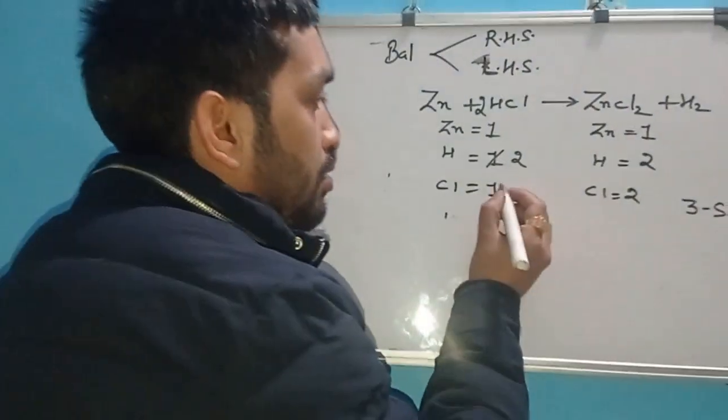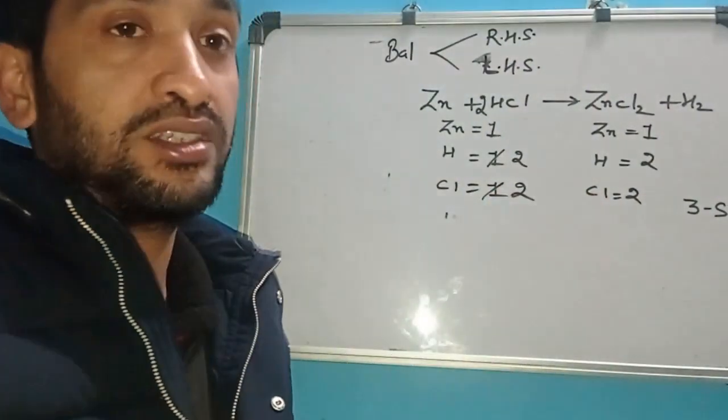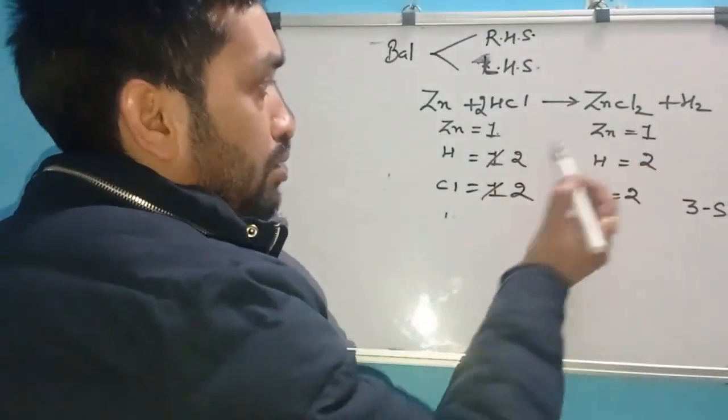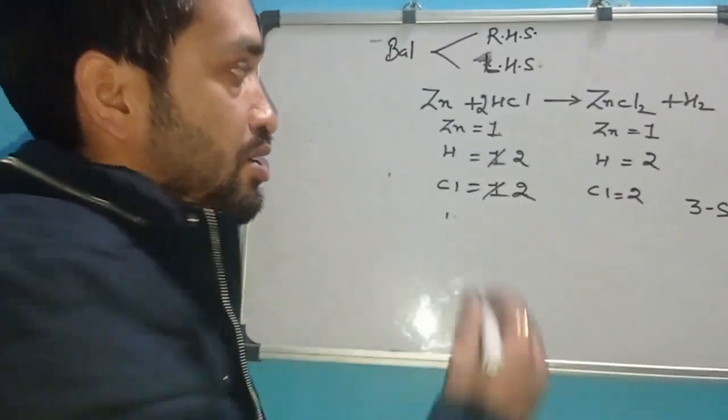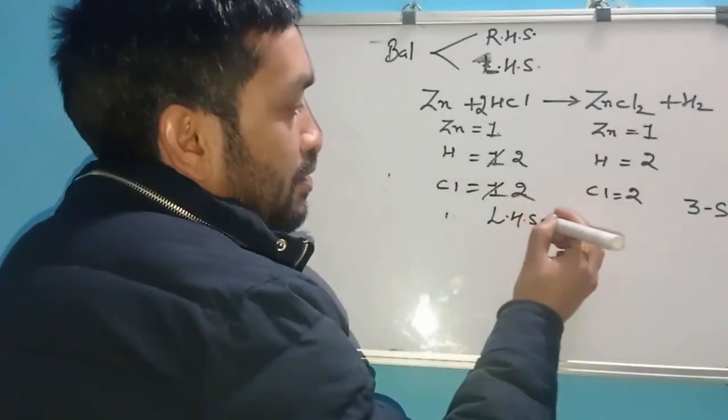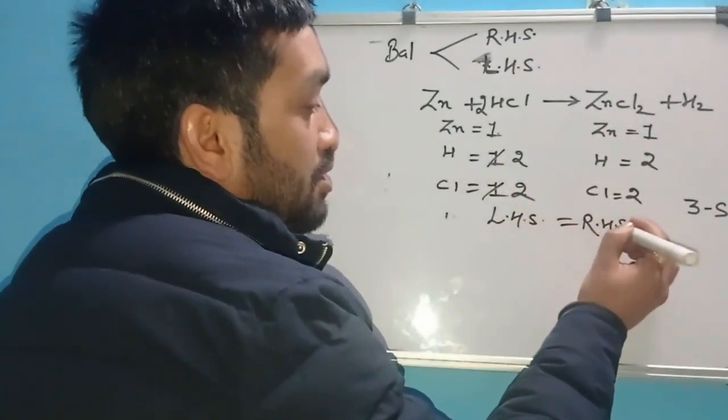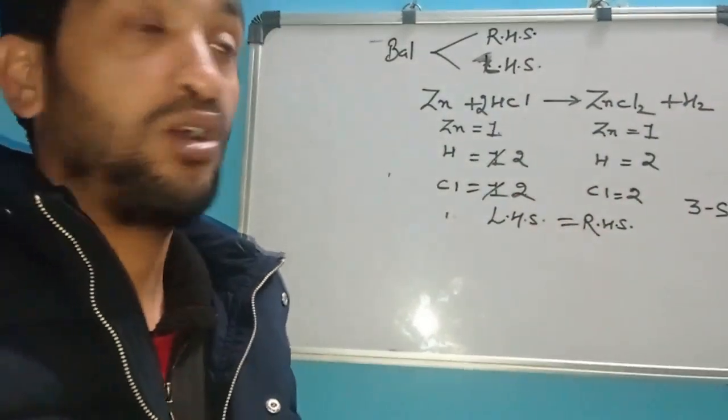Also for Cl. So this will also become 2. Now check, is it balanced? Yes. 1, 1, 2, 2, 2, 2. So LHS is equal to RHS. Here LHS is equal to RHS. It means the given reaction is now balanced.